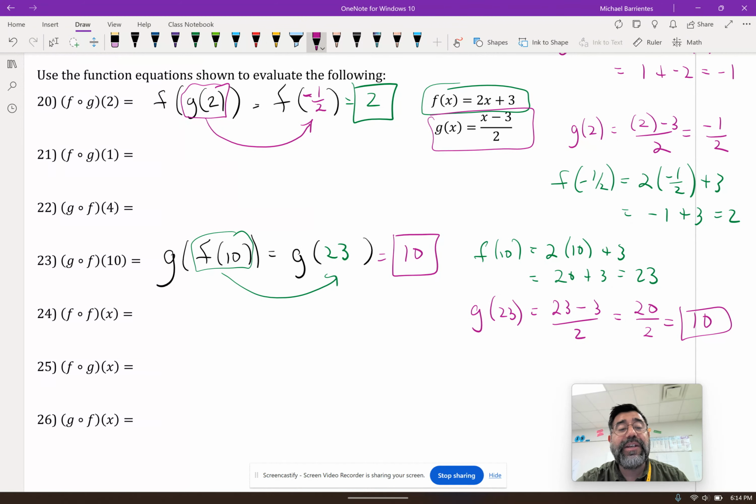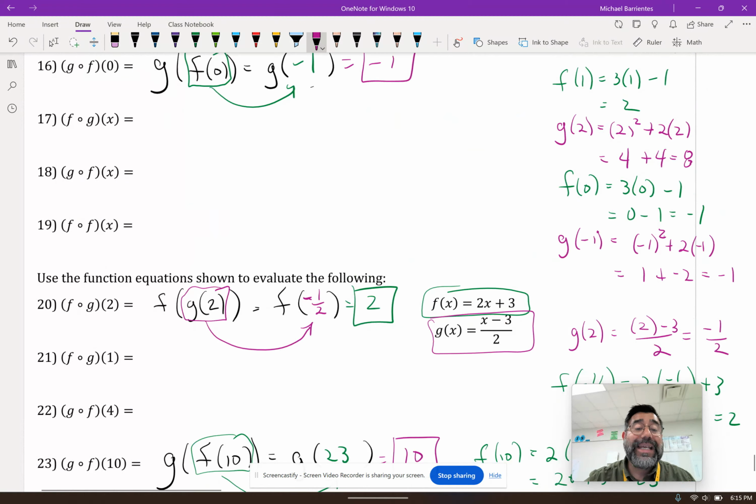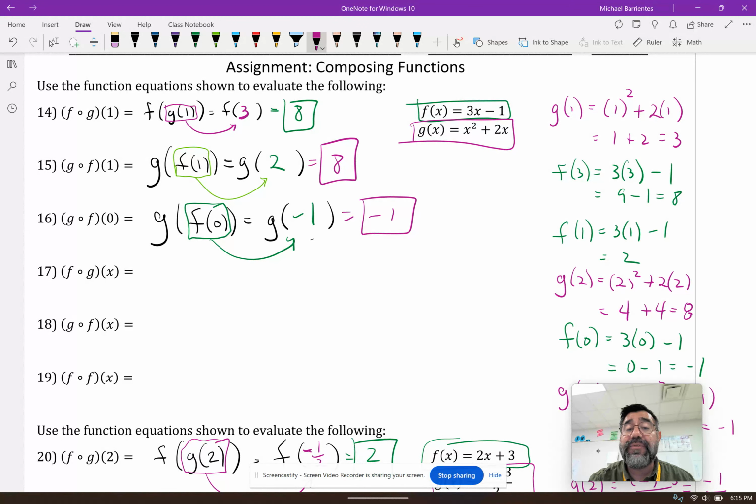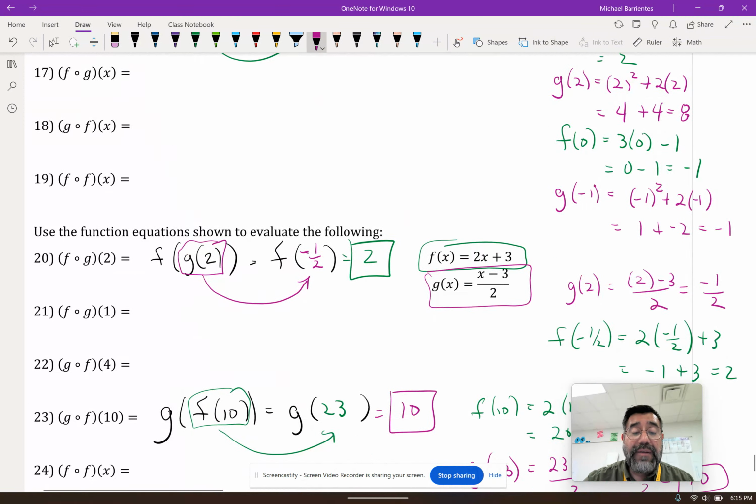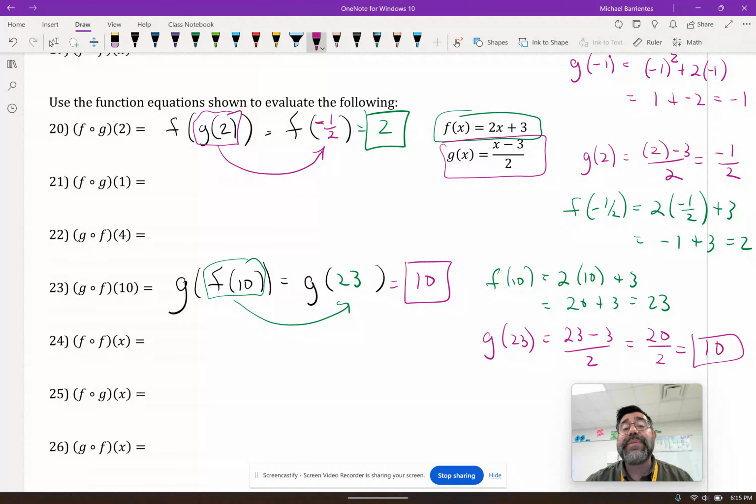I just want to plant the seed here. Notice my input was 2. I did this composition. My final answer was 2. My input was 10. I did all of this composition. My final result was also 10. That doesn't always happen. There's something special about these two functions that makes this happen. It didn't happen with these. My input was 0. My final result was -1, not the same number. My input was 1. My final result was 8, not the same number. But over here, my input and then my composition output are the same. That's how you do evaluation of function composition using equations.